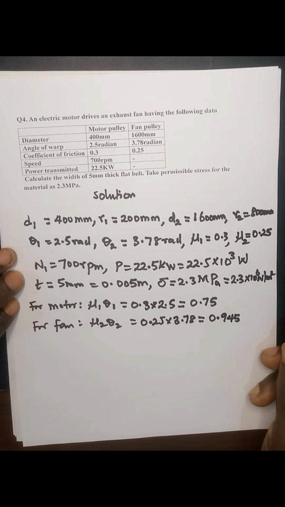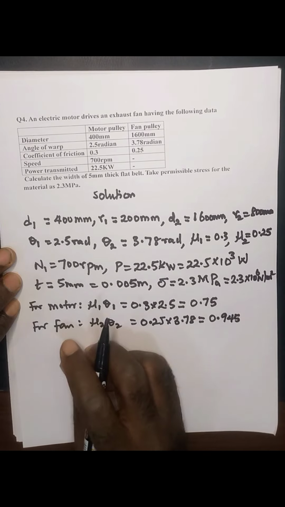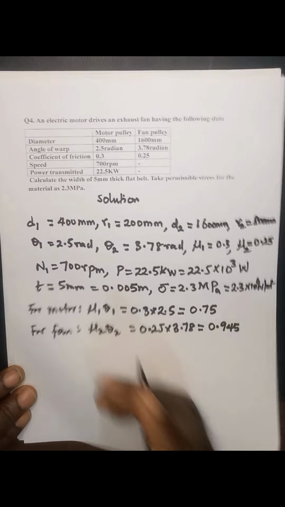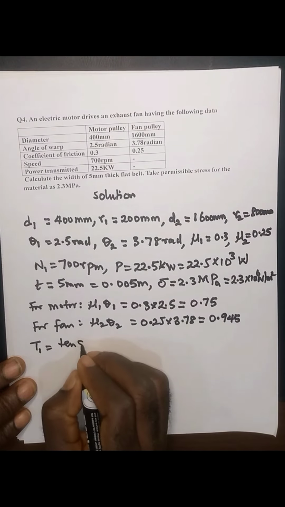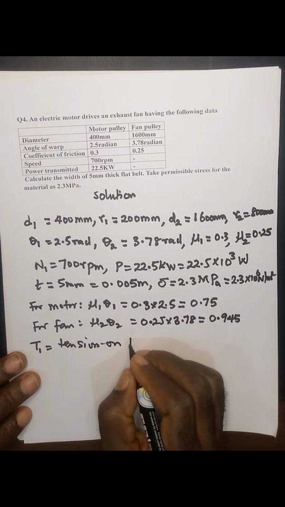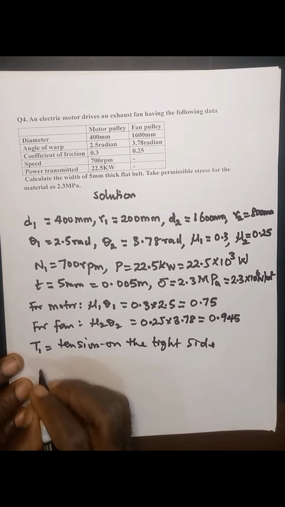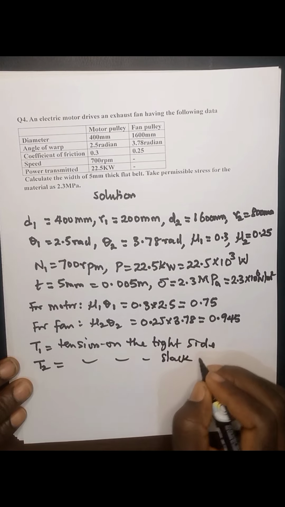When you look at these two, you find out that that of the motor pulley is less than that of the fan pulley, and our design is going to be based on the smaller one. For that, we are going to use that of the motor pulley as the basis for our design. Then for that reason, now let us look at the tension. T1 as the tension on the tight side, and we have T2 as the tension on the slack side.